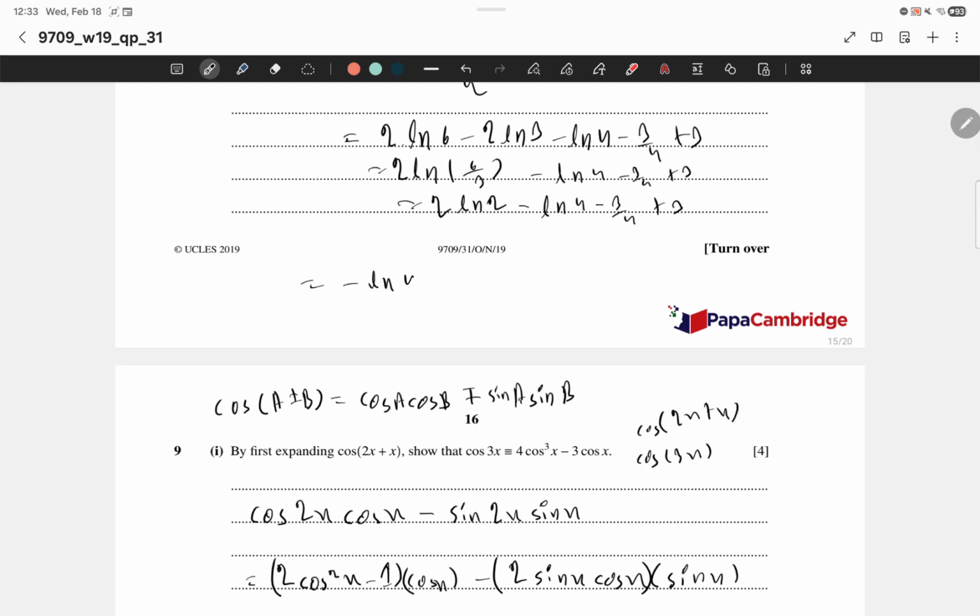So negative ln 4 plus 2 ln 2. Yeah, we can actually write ln 4 as ln 2 squared. So negative 2 ln 2 plus 2 ln 2. It actually gets cancelled out, I believe. Minus 3 by 4 plus 3. So this cancels out. Negative 3 by 4 plus 3 is 9 by 4, and shown.